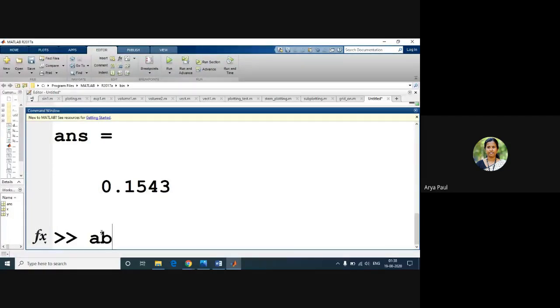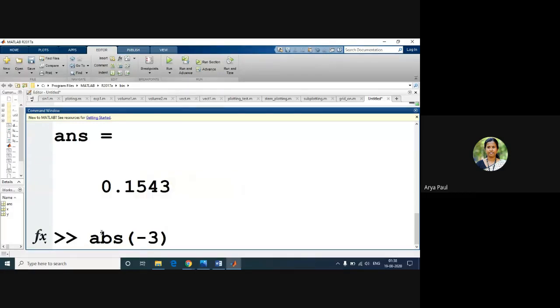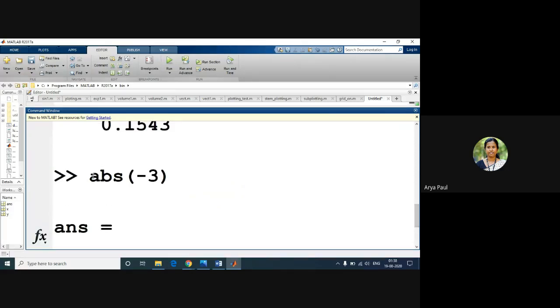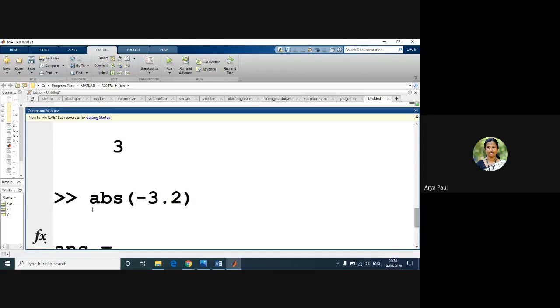Next, I will introduce another function, ABS. All these are very elementary functions. Say ABS of minus 3. The answer will be 3. What is ABS? ABS is absolute value. Say for example, ABS of minus 3.2, the answer will be 3.2. Everything, it will be taking the modulus value or absolute value.